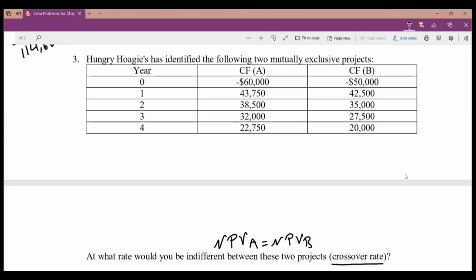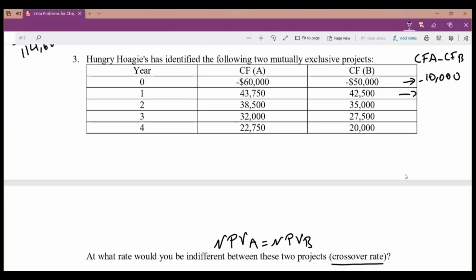So for this type of questions, I always start by computing the incremental cash flow. So I compute CFA minus CFB. So you can start by the project with the biggest initial investment, which is A in this case, and you subtract the cash flows of the project with the lowest initial investment. So here, minus 60,000 minus 50,000. Here I have minus 10,000.